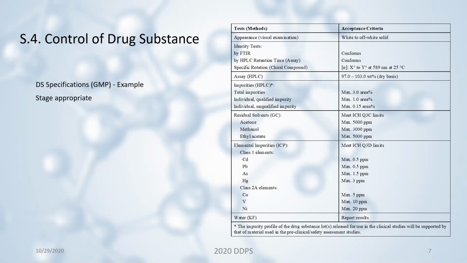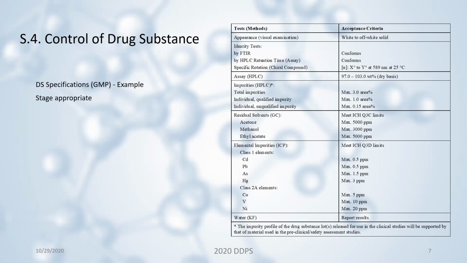And we also have impurities. I just list a typical specification here. Total impurity 3%. Qualified impurity, again based on your safety margin, you can have up to 1% or 1.5%. Unqualified impurity by ICH guideline, maximum 0.15%. For residual organic solvents by gas chromatography, I just listed some examples here. These are class 3 solvents, usually maximum 5,000 ppm. I'm sorry, methanol is a class 2 solvent, so the limit is tighter, 3,000 ppm.